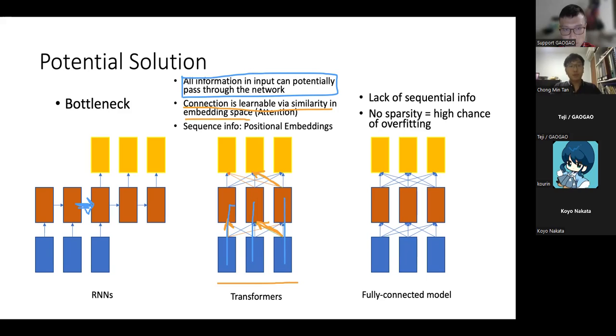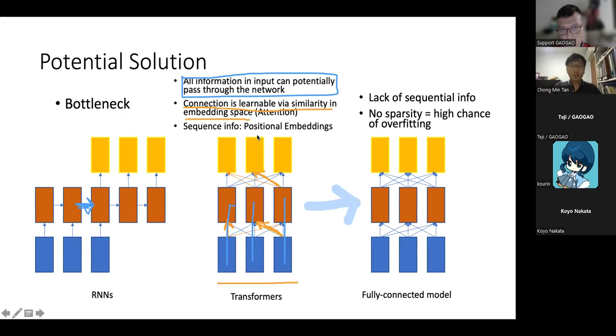But you realize something, right? If we do all the inputs at once like this, it looks like a fully connected network. Can you see that? The problem with a fully connected network is that there is no sequential information. So how did the transformer architecture bring in the sequential information?